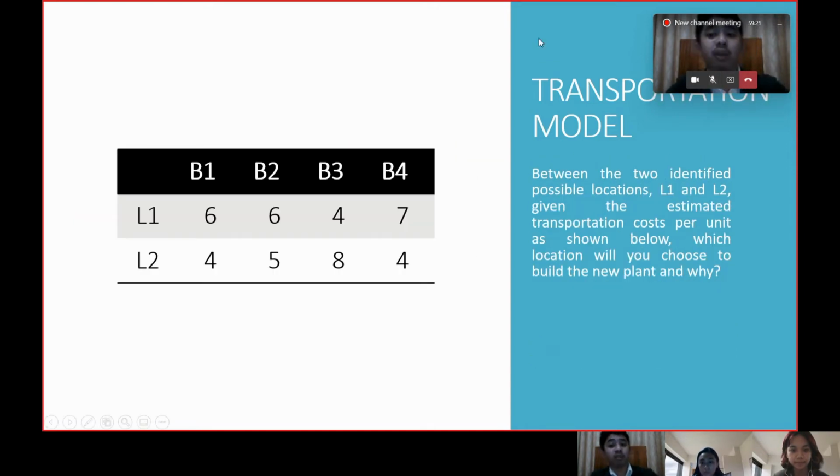BOM Manufacturing wanted to build a new plant from these 2 locations with this respective shipping fee or cost. Since the total demand is 3,100, it implies that the capacity should have an equal value of 3,100 as well. The difference of the demand and capacity will be 500, which will be the new plant capacity. Next slide, please.